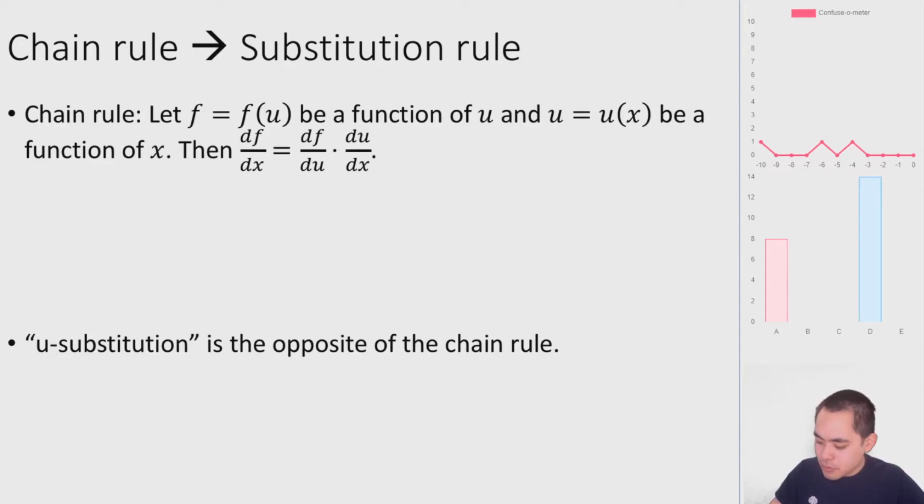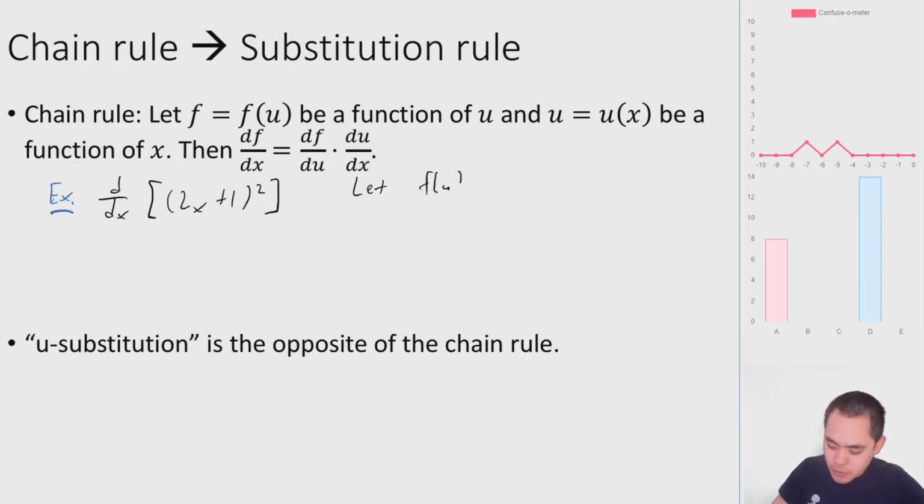Let me give an example of this. An example would be something like d dx of (2x plus 1) squared. So what we can do is we let f of u be equal to u squared and u of x be equal to 2x plus 1.